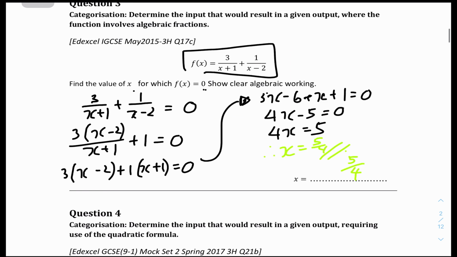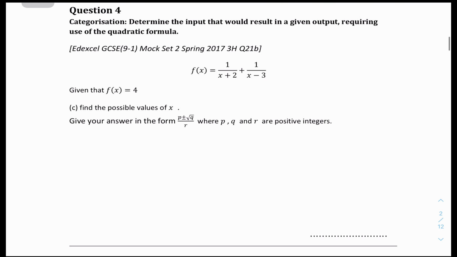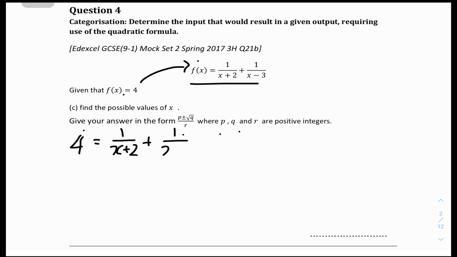And moving on to question 4. Given that f of x equals 4, we have this function right here. Find the possible values of x, and give the answer in the form of this, where p, q, r are positive integers. So as just now, you equate this f of x to 4 and substitute it. So it will be 4 equals 1 over x plus 2 plus 1 over x minus 3.